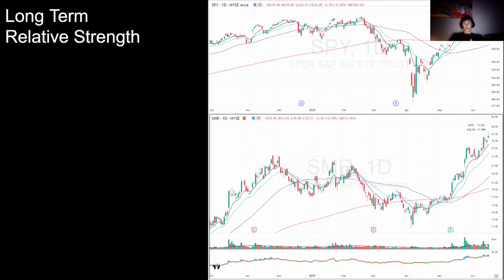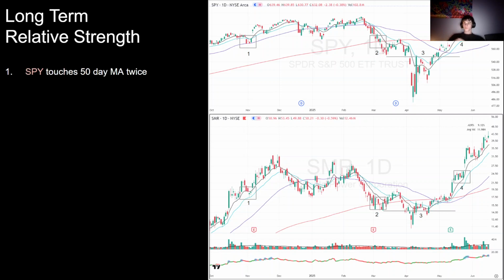So what does long-term relative strength look like? I'm going to highlight a couple areas on the chart here and draw some key points to the differences. This is SPY here, and this is SMR, a nuclear stock. I can actually highlight these individually. I have 4 key areas that I'm looking at here, and we're going to go over them one by one.